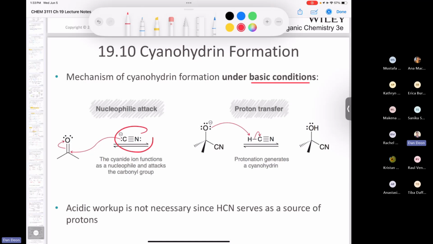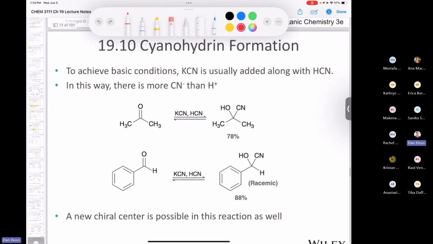Because you have some cyanide ions, it does a nucleophilic attack, then you just get a proton transfer, and you don't even have to do a second step, right? It's just done after the first step. However, again, you have to use HCN, and I just told you how nasty HCN is. So, okay, could we fix that up?